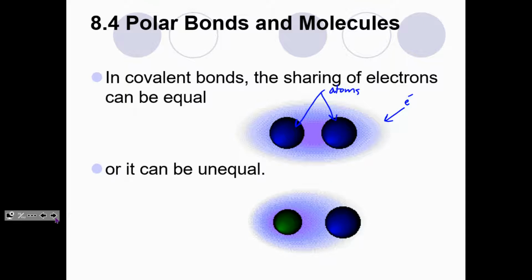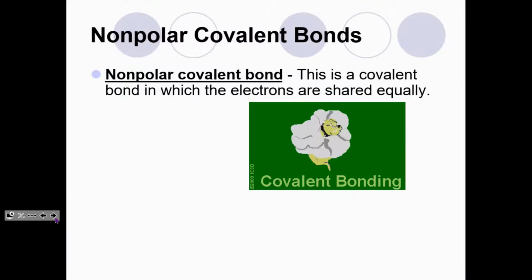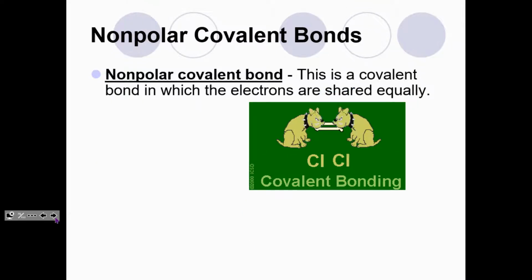So the sharing can also be unequal. And you'll notice that we have a different atom on the left. And sometimes when we have two different atoms, we're going to have two different electronegativities. And so you'll notice that the electrons have traveled over to this side of the molecule. So we're going to classify those types of bonds today.